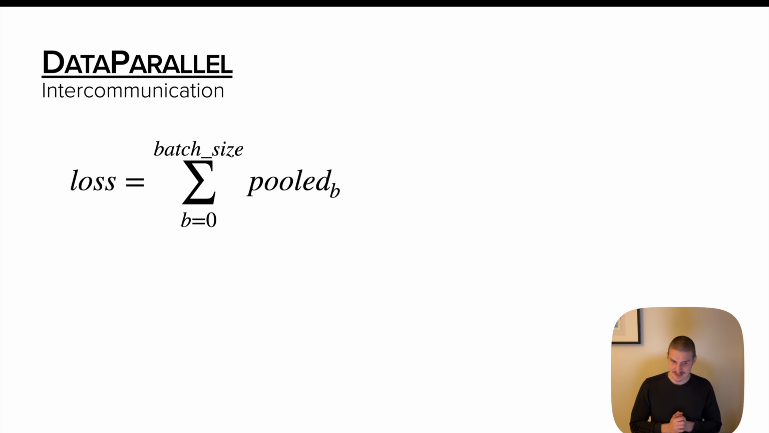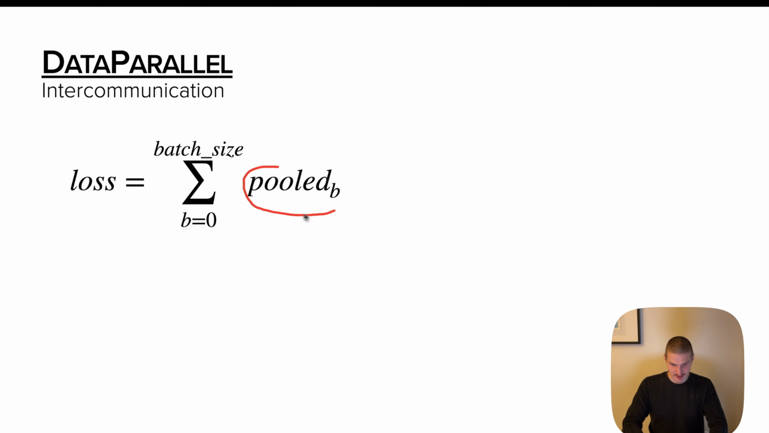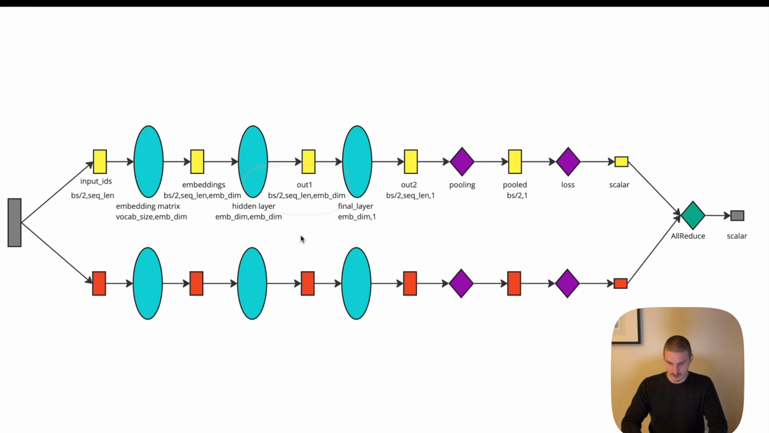Well, one of those places is the loss. So this is the loss, and here B goes from 0 to batch size, which means that to compute that, we actually need all the variables here that used to be on different executors. We need to pull them into a single executor somehow. So this is how the scheme for that looks.